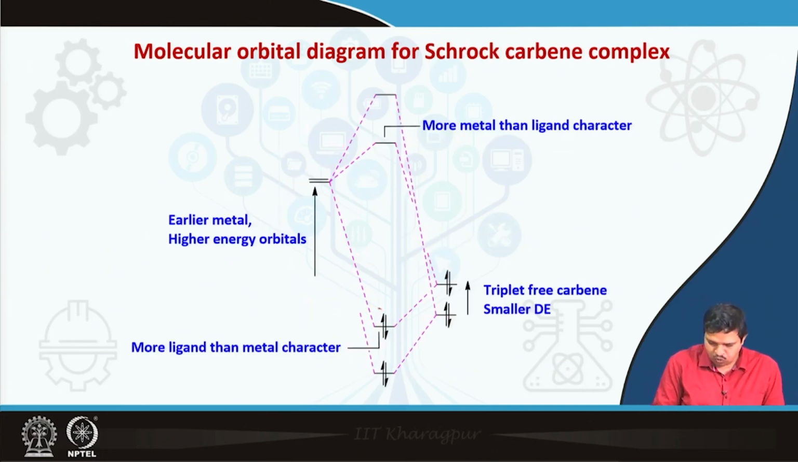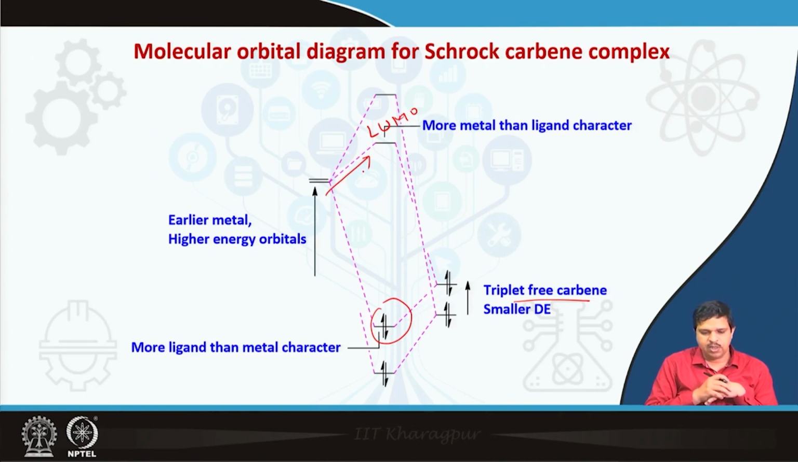Here you see that the HOMO will have more ligand character. It is very close in energy to the HOMO of the triplet free carbene orbitals. And the LUMO, this one, you will see is more metal-like, because it is very close to the metal d orbitals. So that's why the reactivity is much different in the Fischer and Schrock carbene.